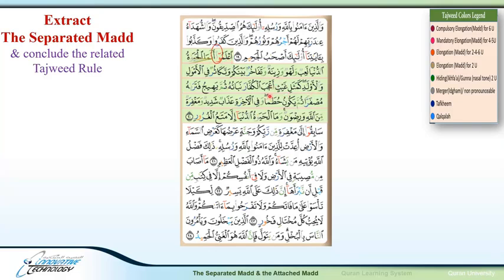Second example is related to "ad-dunya illa". We have the alif at the end of "ad-dunya" followed by the hamza in the second word. Now it's optional for us to either elongate for 4 units, or shorten to 2 units, and apply the bright red color rule.